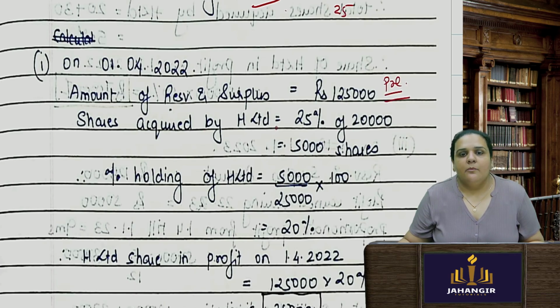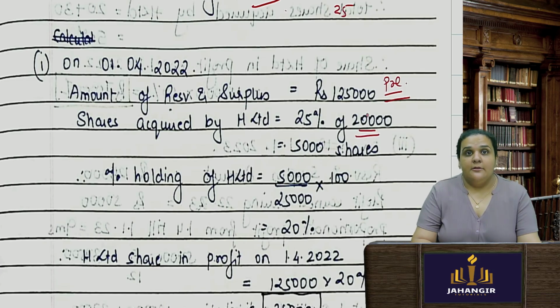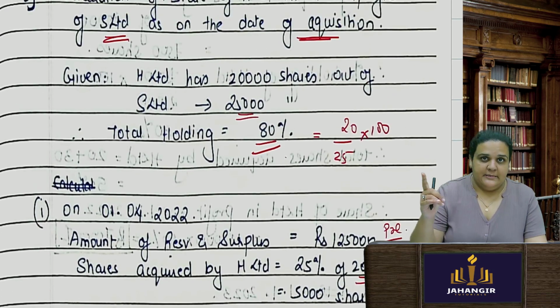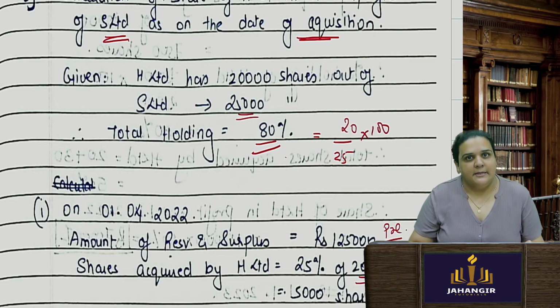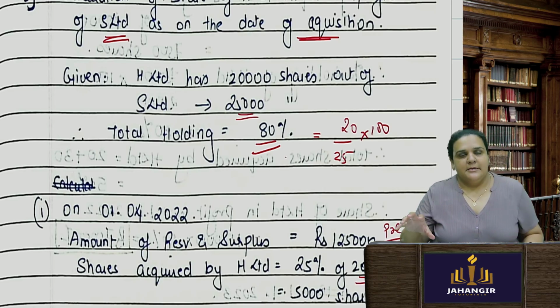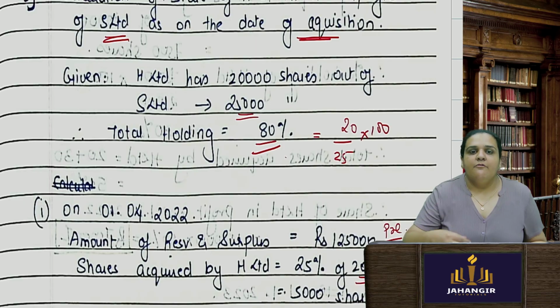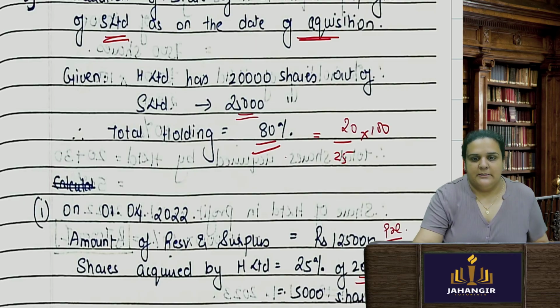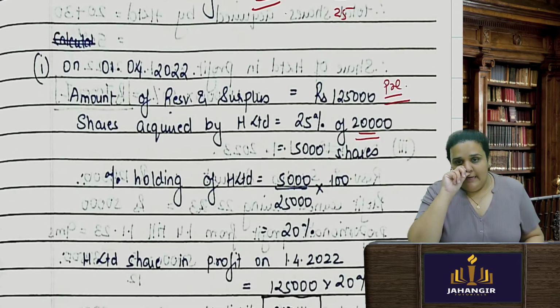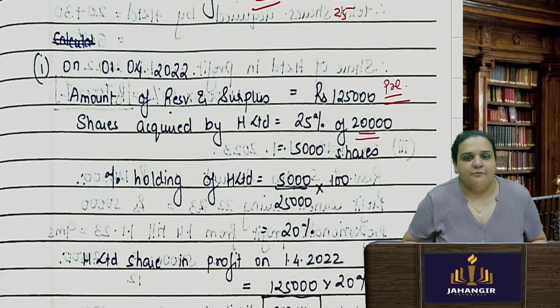And H Limited acquired how many shares? 25% out of 20. Total shares acquired by the holding is 20 out of 25. Total holding percentage is 80%. But this 80% of holding, how have they got it? They have got it slowly. This 20,000 shares, not in one go they have acquired. They have acquired them in bits. 25%, 37.5% and 37.5%. Okay. So 1,25,000 pre-reserves I have to treat.